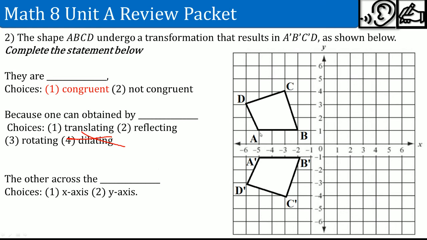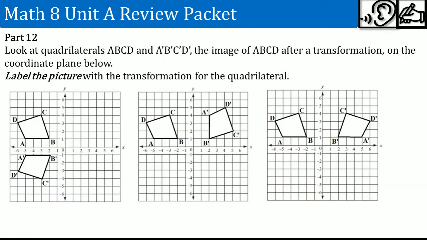In this case, it is a reflection because look, the A's are nearby, B's are nearby, C's far away, D's far away. And what axis did they reflect over? It looks like that is reflecting over the x-axis. Here's the line of reflection if you would like to see it. Okay. And good. Part 12, this is the last one.